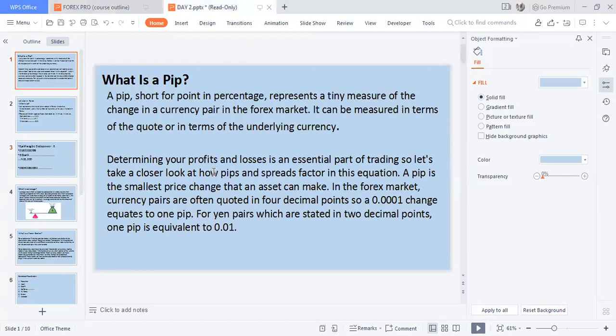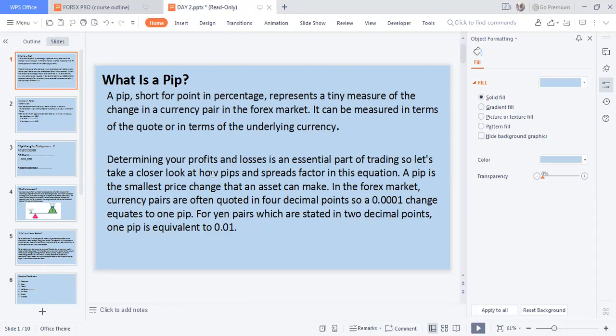I will start with pips. What is a pip? A pip is known as percentage in points, and it represents a tiny measure of change in a currency pair in the forex market. It can be measured in terms of the quote currency or the underlying currency. Determining your profits and losses is an essential part of trading, so let's take a closer look at how pips and spread factor into this equation.